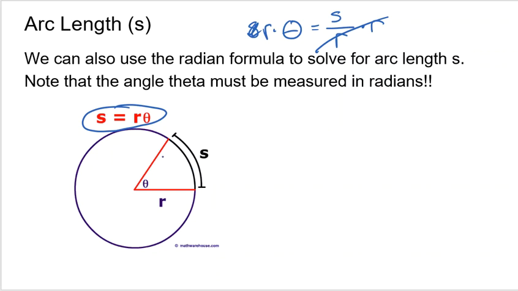Now, the key thing you do have to constantly remember is that if you are going to use this formula, theta cannot be in degrees. We're not talking about 50 degrees or 25 degrees. We're talking about radians. It's got to be measured in radians. So let's dive a little bit more into how they are connected.